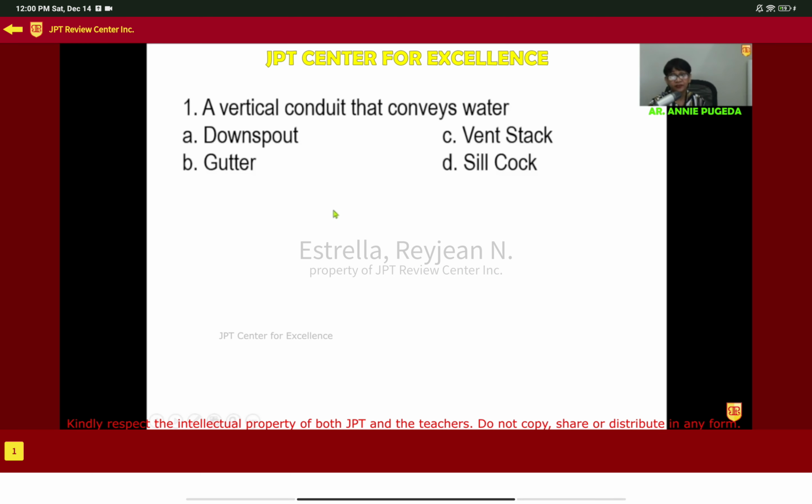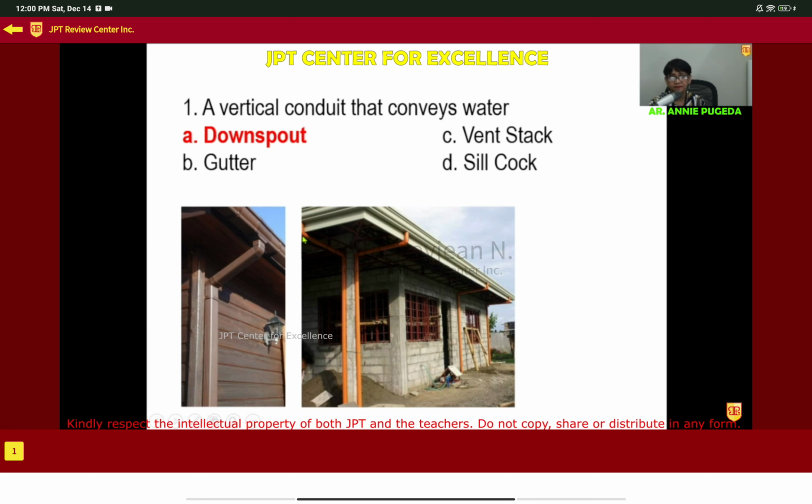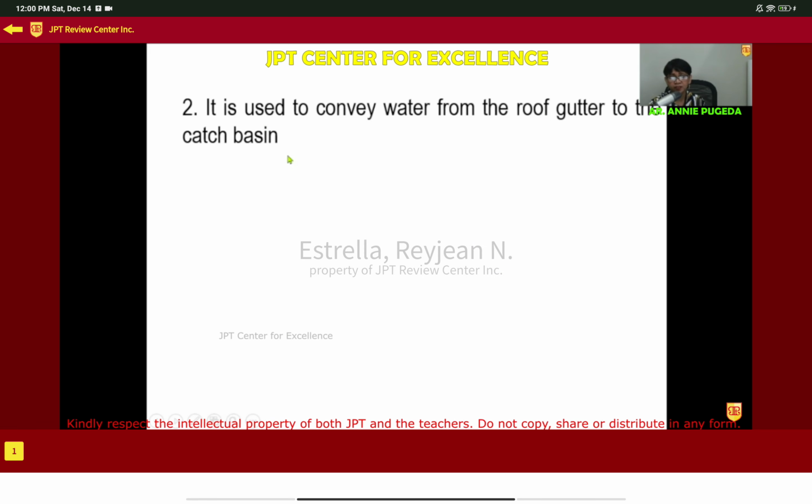Storm drainage natin. Vertical conduit that conveys water. Obvious po ba? That is downspout. Okay? Then, used to convey water from the roof gutter to the catch basin. Again, downspout. Intindihin lang natin yung wordings.